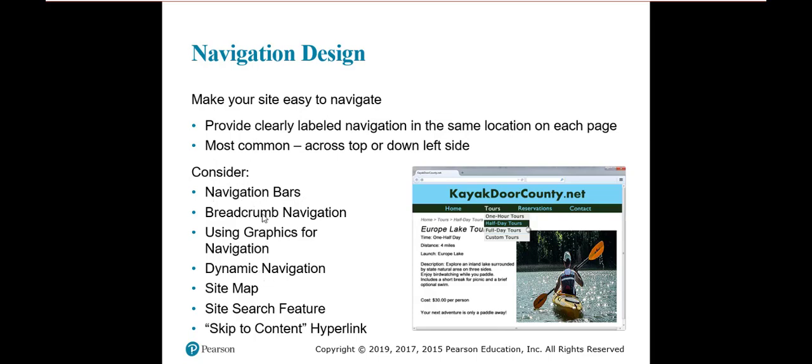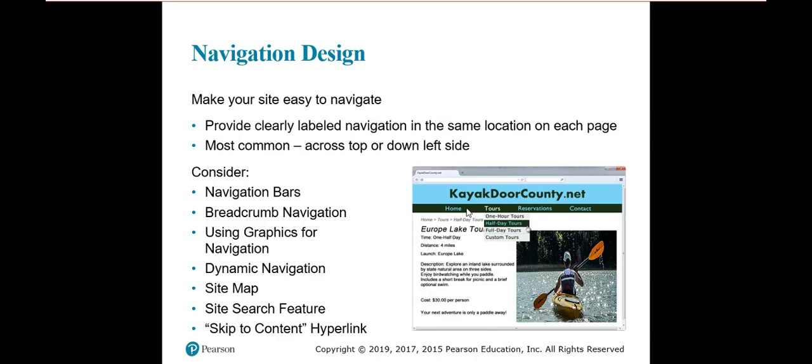Navigation bar, you should have breadcrumb navigation. If you see this one here, when you click on a particular link it will show you the path of that particular link. This is called breadcrumb navigation. You can use graphics for the navigation: instead of writing the words, you can use graphics also. You can have dynamic navigation, so maybe when you go to that link, only then those links will be available. You can use that way.